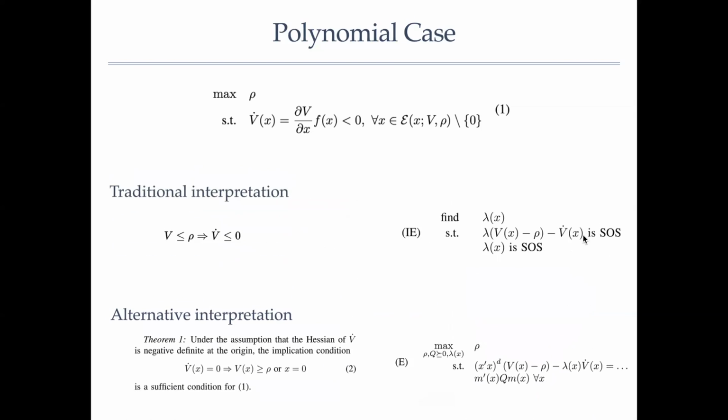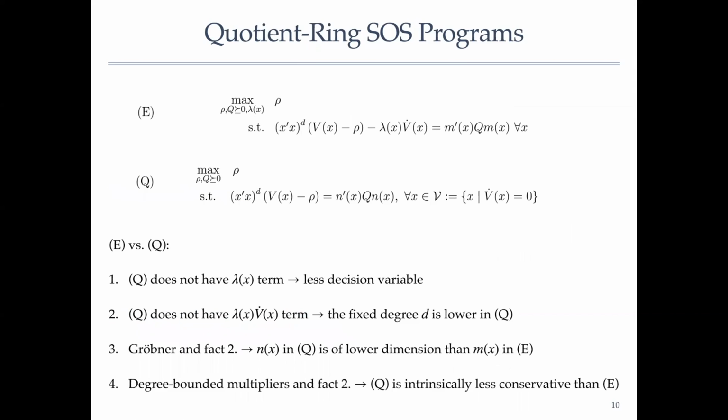Okay, so you might wonder, why bother with an equality constraint formulation? Well, in itself, we got rid of the expensive sign or SOS condition on the multiplier lambda, but more importantly, it's a stepping stone for a quotient ring SOS program. I think the terminology quotient ring SOS program is not very important for this slide. It's enough to know that it's based on exactly the same high-level idea we just proved for formulation E.